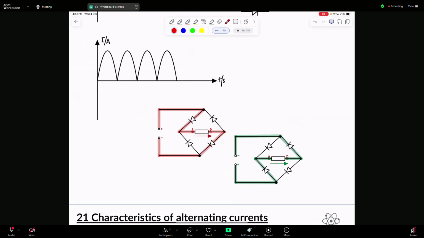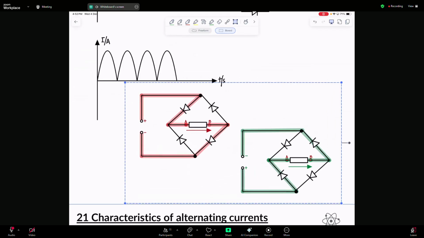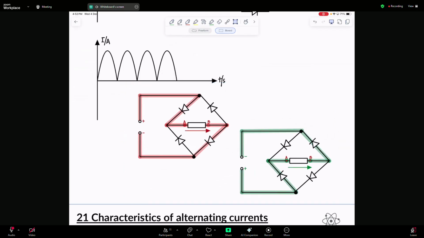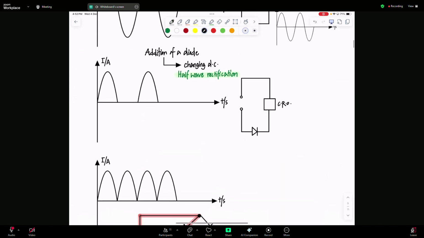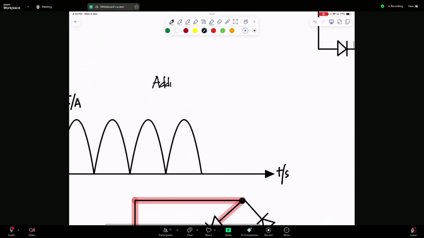Okay, so this is what is known as a bridge rectifier. A bridge, বলতে যে মাঝখানে যে জায়গাটা, that's the bridge. Current goes through the bridge. Okay, so আমরা হচ্ছে add করি. So that was addition of a diode. And what do we get with the addition of a bridge rectifier? Bridge.